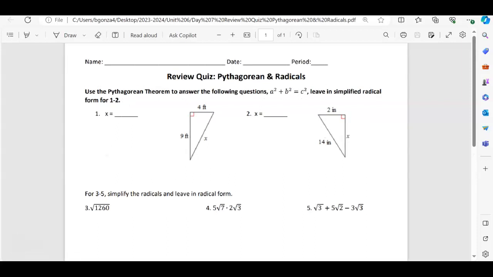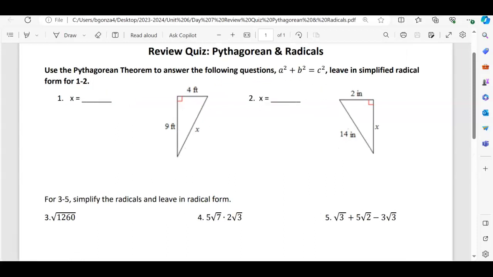All right, your quiz on Wednesday is going to be just like this review. So 1 and 2, we're going to use Pythagorean theorem, and we're going to do it in simplified radical form. Very important. Okay, so here we go. Let's go ahead and do label A and B.